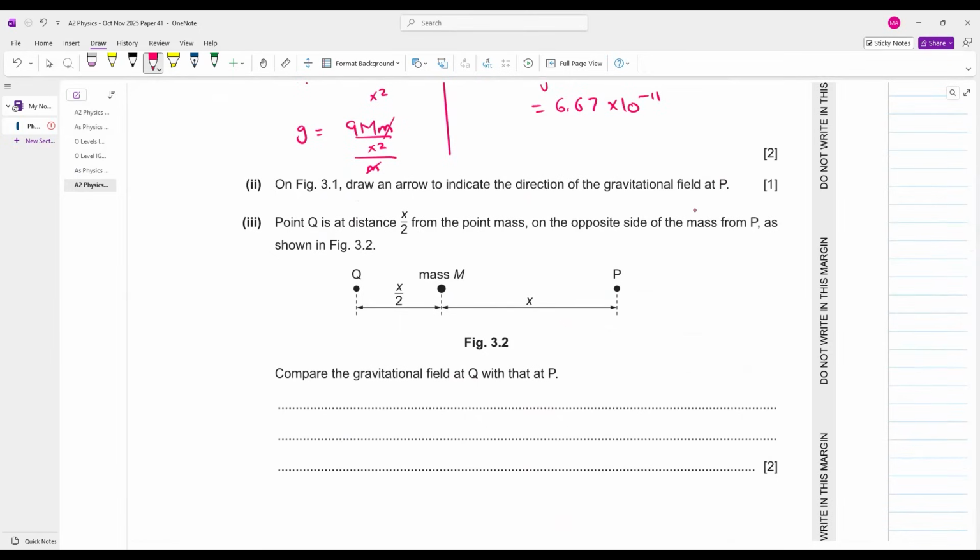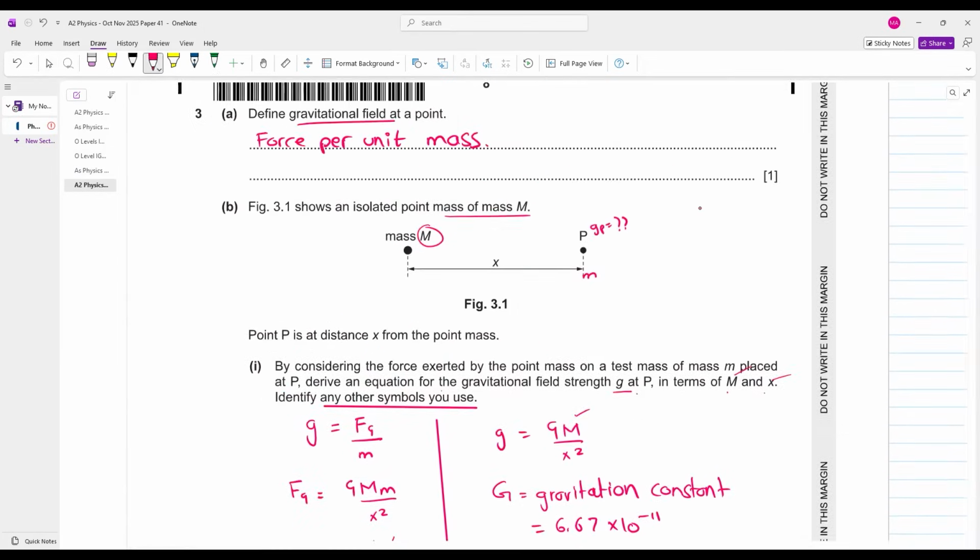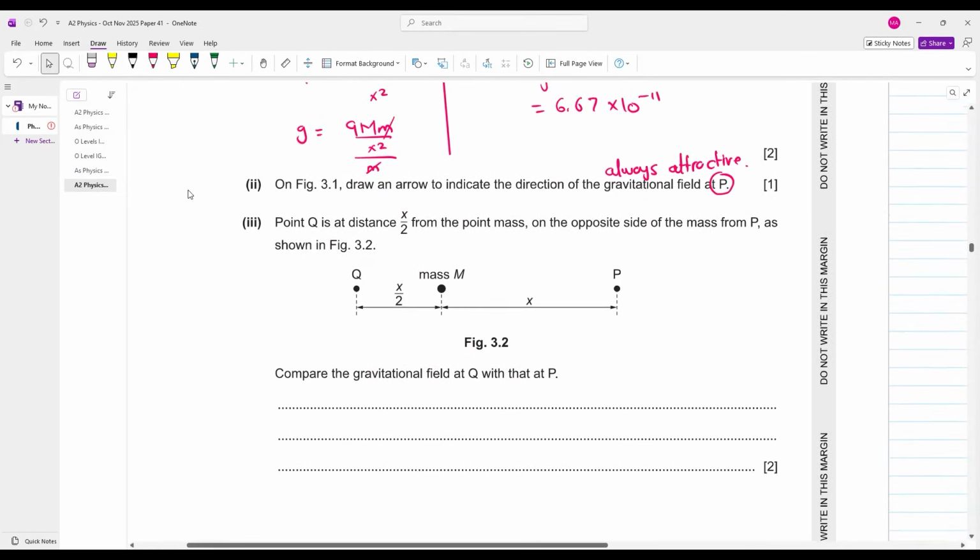On figure 3.1, draw an arrow to indicate the direction of gravitational field at P. Always remember, the gravitational field is always attractive. So how will a force act at P? There will be a force towards the capital M. Always remember, gravitational force is attractive. It will cause the point P to move towards capital M.